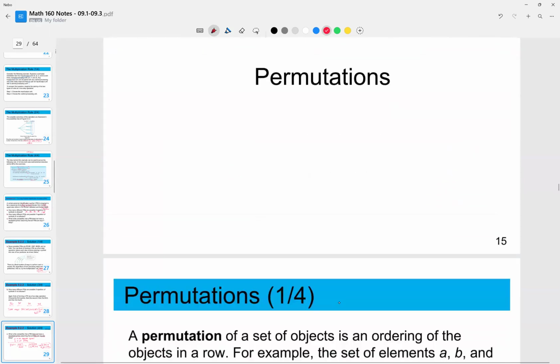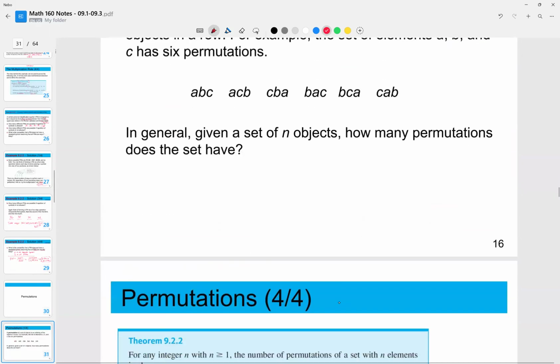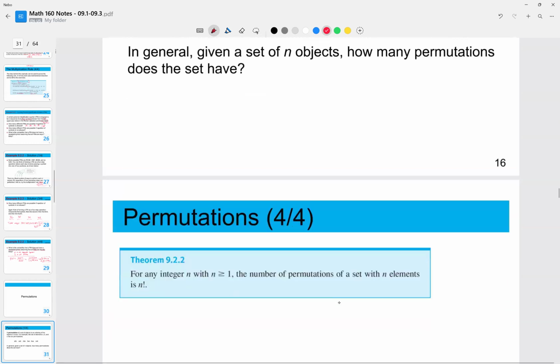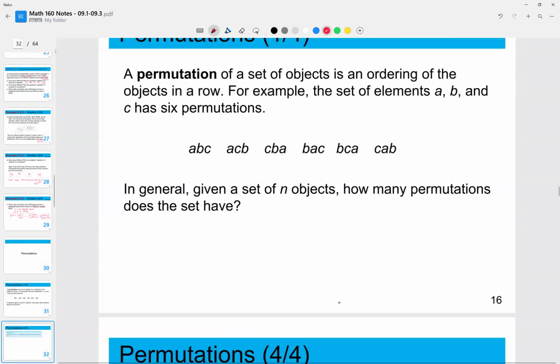All right, moving on. Kind of moving on quickly because I want to get through this. There's a lot of material here. Almost done with this section though. So the last little thing here is about permutations. Okay, what is a permutation?